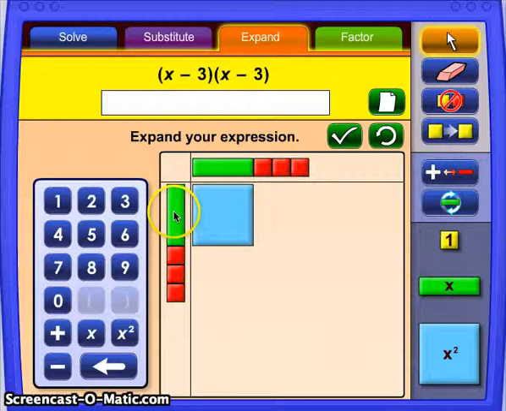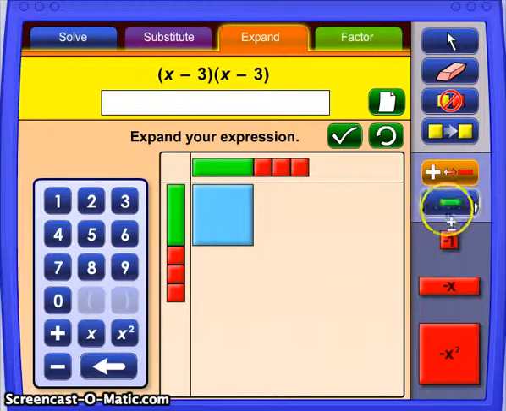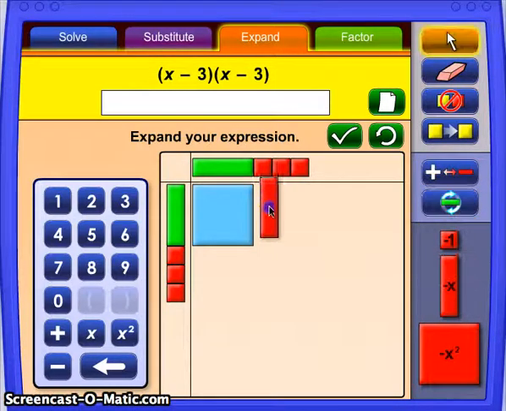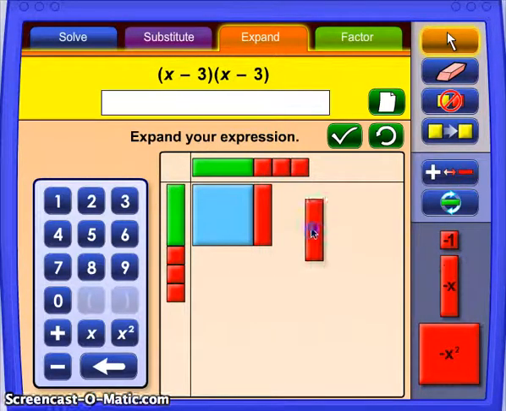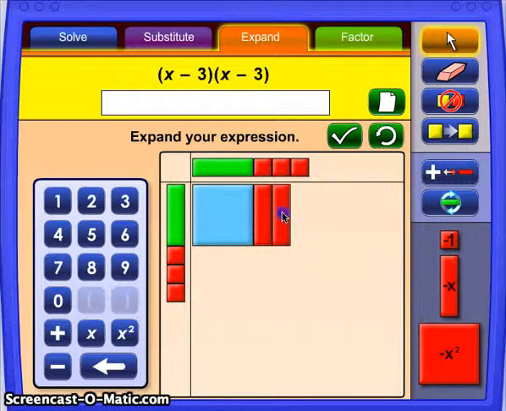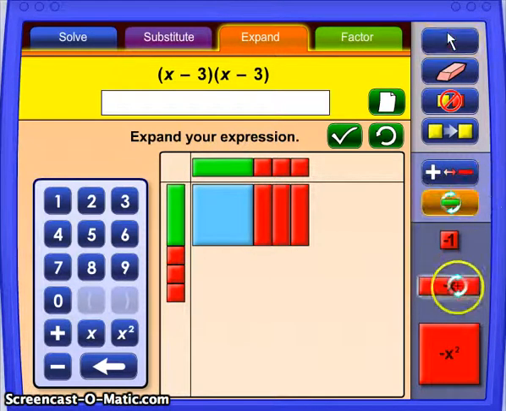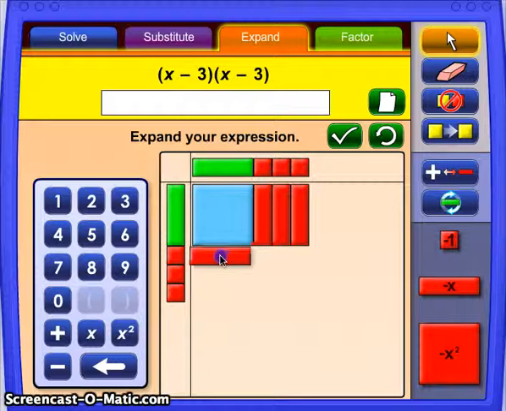Drag that on there. X times -1 is -x. We're going to switch the signs. And here's negative x. And again, negative 1 times x is negative x. Oops, let's put that together. And one more. Okay, here we see negative 1 and x. So again, that is negative x, and negative x.